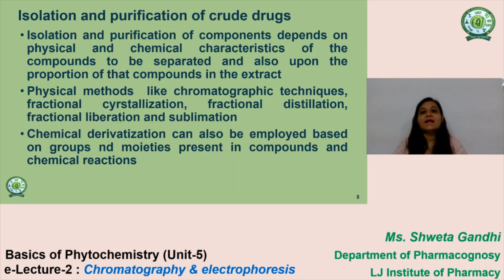What do you mean by the isolation and purification of crude drug? For separating any active constituent, we need to isolate or purify it. And for isolation and purification, we require different techniques. For example, it all depends on the physical and chemical characteristics of the crude drug from which we have to separate the active constituent.